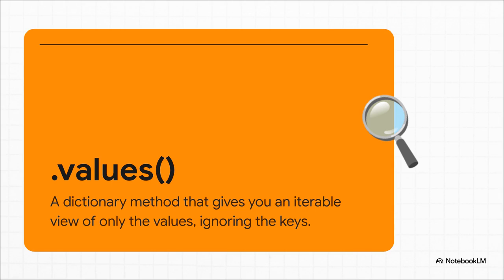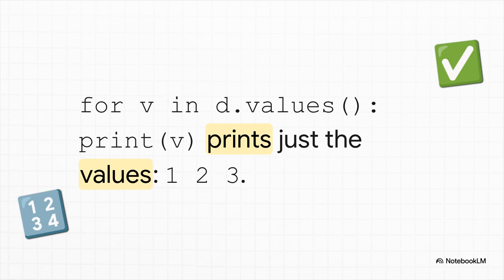First up, .values. This is your go-to when you really could not care less about the keys. Maybe you just need to add up a bunch of numbers or grab a list of names. This method gives you a direct pipeline to just the values, totally ignoring the keys. And check out how this works in practice. It's the same dictionary as before, but now we're explicitly saying for v in d.values. And look at the output. It's completely different. We've totally bypassed the keys and printed only the good stuff. 1, 2, and 3. Super, super useful.